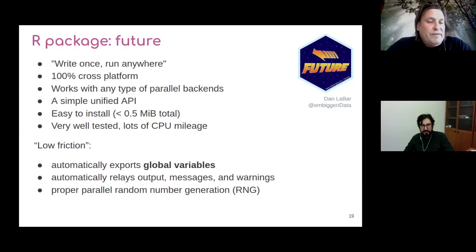It's meant to give low friction for developers and users. So it automatically identifies global variables and exports them. It handles standard output, messages, warnings, errors in a unified way, regardless of how you parallelize. And it also provides a foundation for doing proper parallel random number generation.